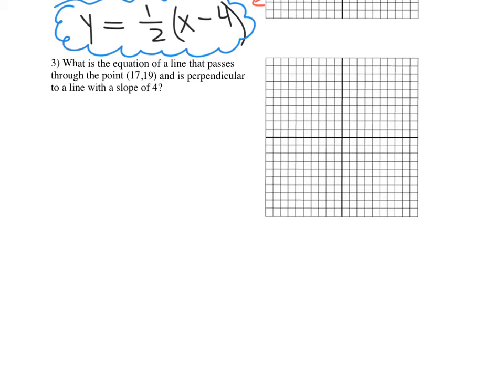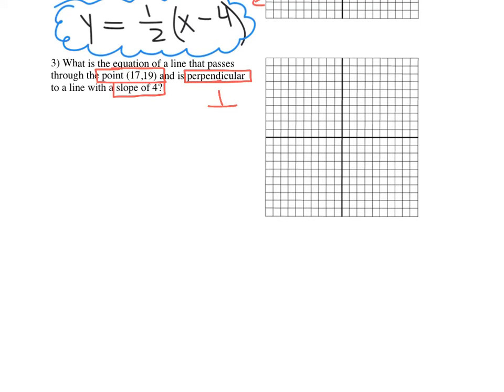All right, let's take a look at question 3. We want to know: what is the equation of a line that passes through the point (17, 19) and is perpendicular to a line with a slope of 4? So we want to be perpendicular. Remember our symbol, that upside down T.